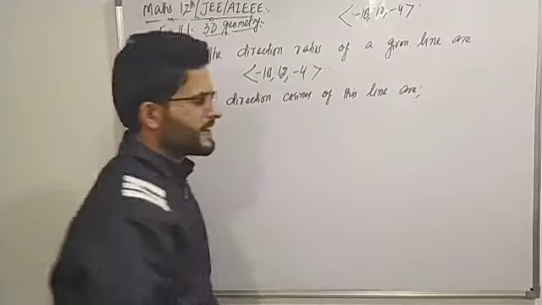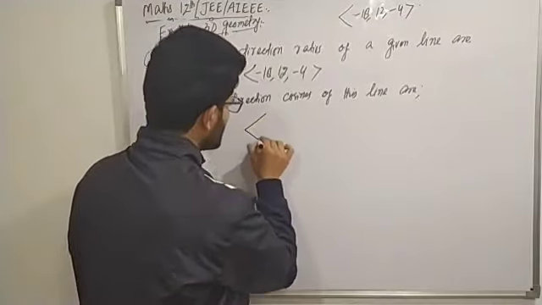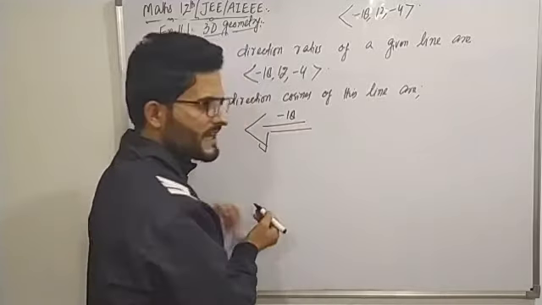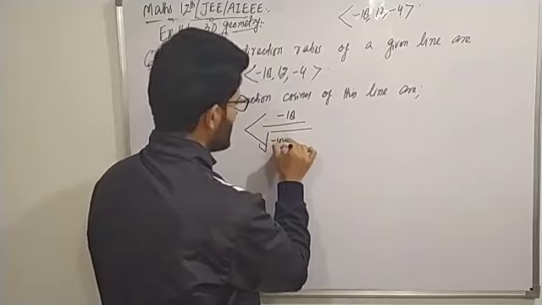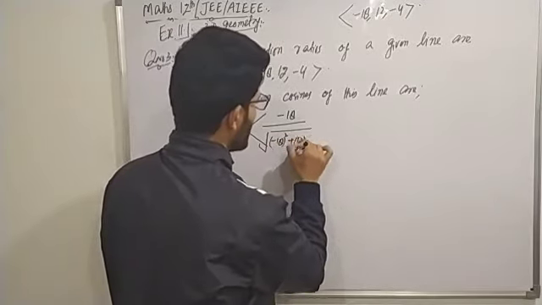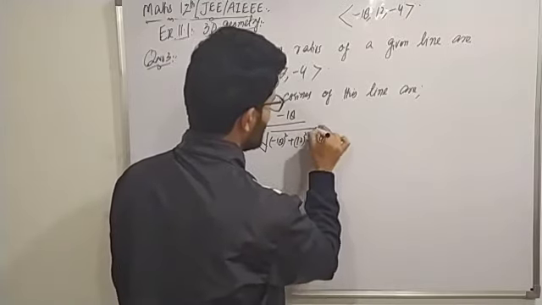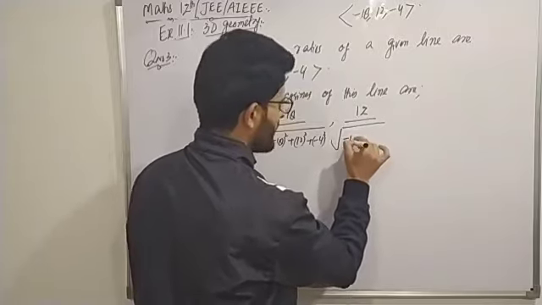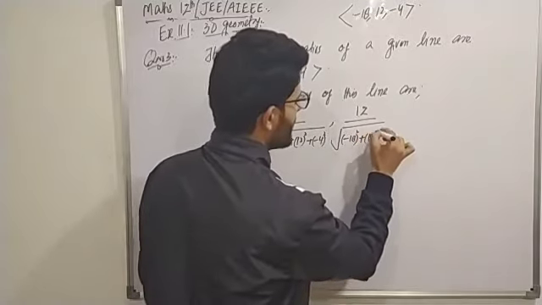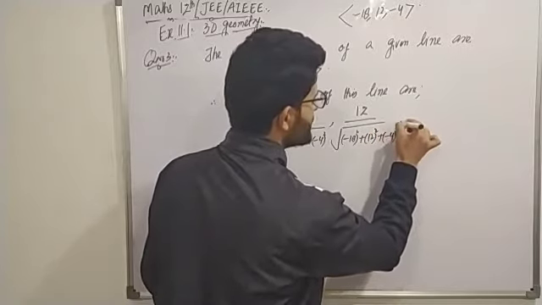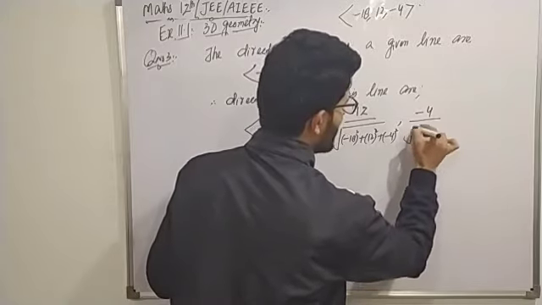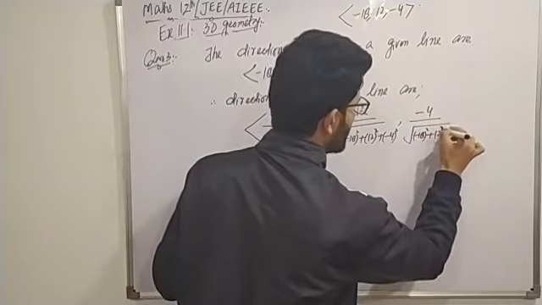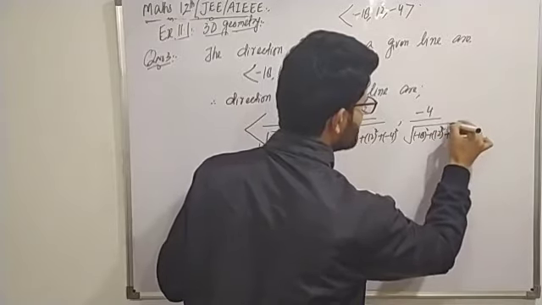So what will be the direction cosines of this line? An ordered 3-tuple. The first direction cosine is the first direction ratio, -18, divided by the non-negative square root of the sum of squares of all the three direction ratios, means (-18) square plus 12 square plus (-4) square, right? And the second direction cosine will be the second direction ratio 12 divided by the same thing, that is square root of (-18) square plus 12 square plus (-4) square. And the third direction cosine will be the third direction ratio -4 divided by the non-negative square root of the same thing, (-18) square plus 12 square plus (-4) square. Clear?